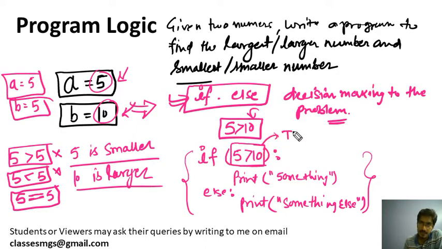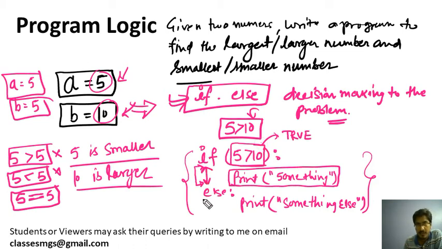If this condition evaluates to true, then only whatever is written within this block will be executed. This is known as a block. Between if and else, whatever is written will be executed if this condition is true. If this condition is false, then whatever is written between if and else will not be executed, and the code written after else will be executed. So this is how the if else condition works.